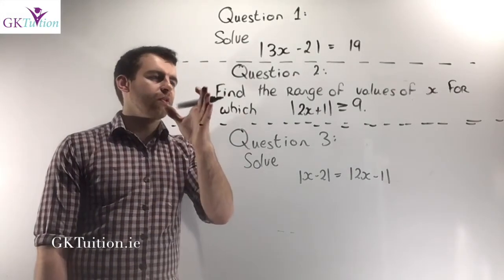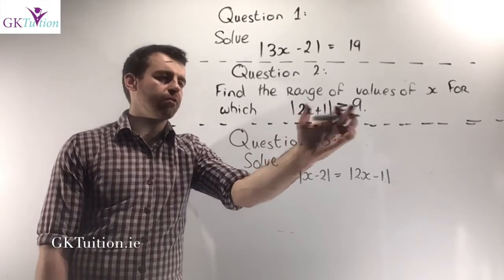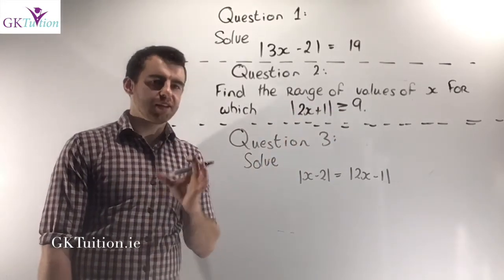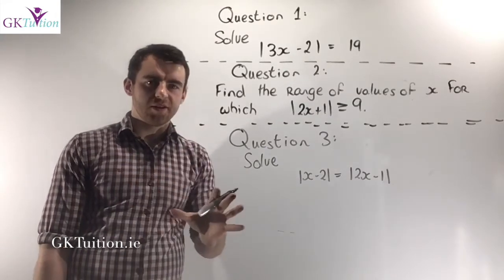Question 2 says find the range of values of x for which the modulus of 2x plus 1 is greater than or equal to 9. If you have a modulus and an inequality, as far as I'm concerned, it's clear cut. You square both sides, it's far easier.